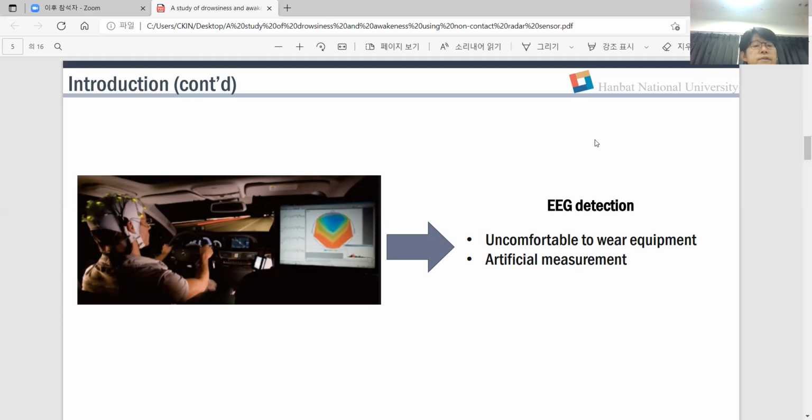Analysis of drowsiness using EEG also has several limitations. It is inconvenient because drivers have to wear a brainwave measuring device on their heads. And it is difficult to measure in a natural state due to the burden of artificial measurement.